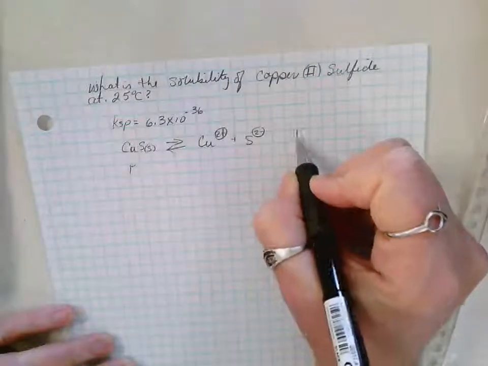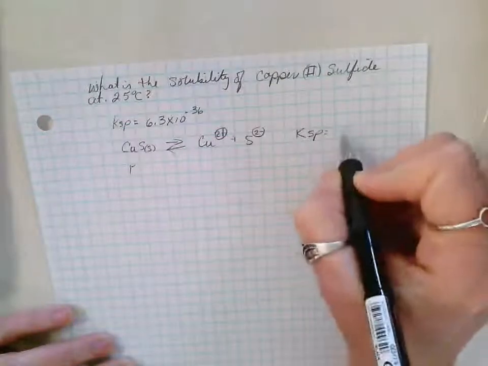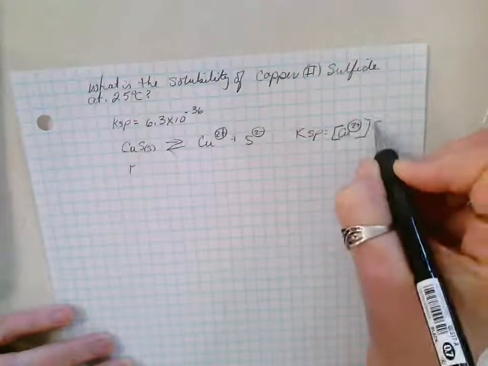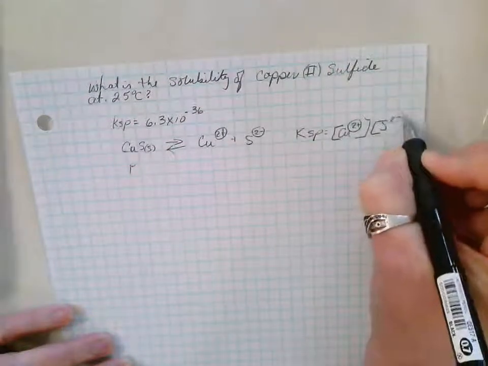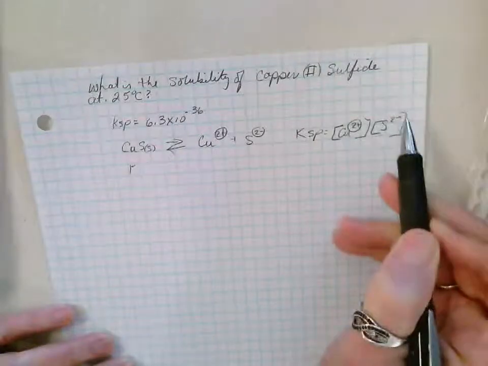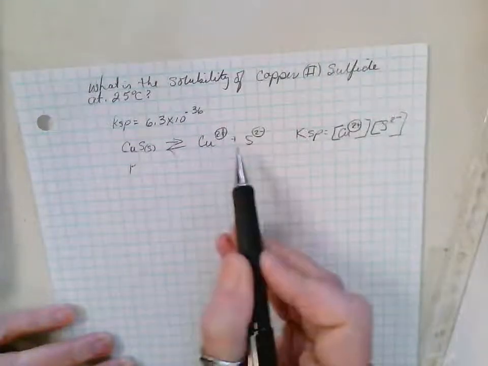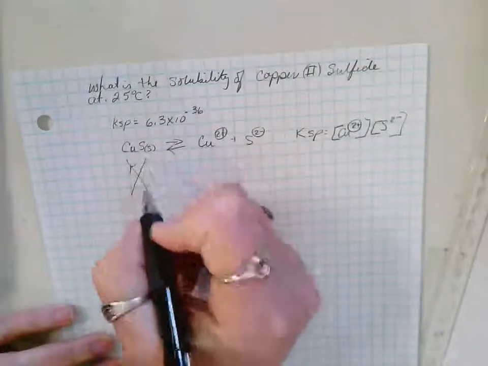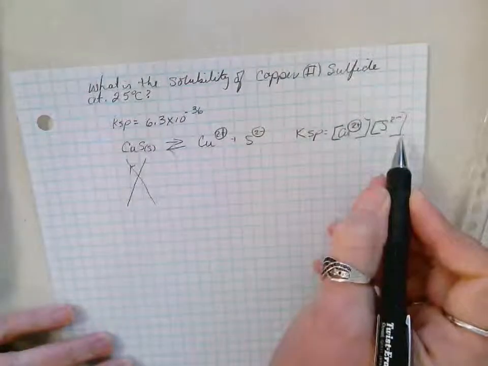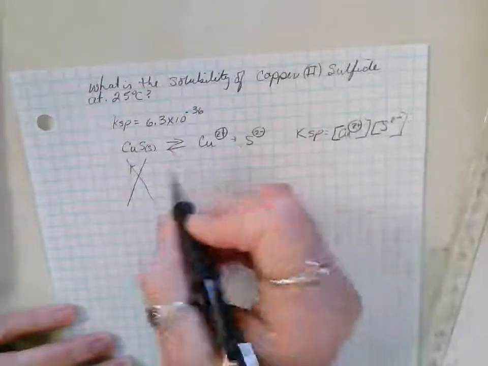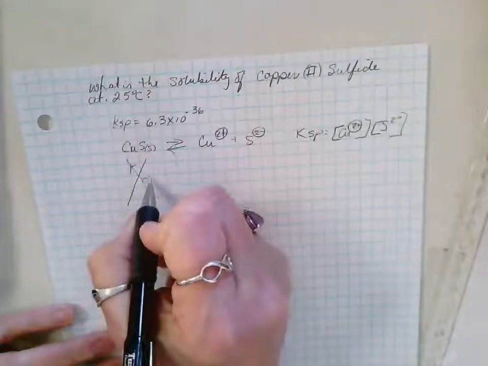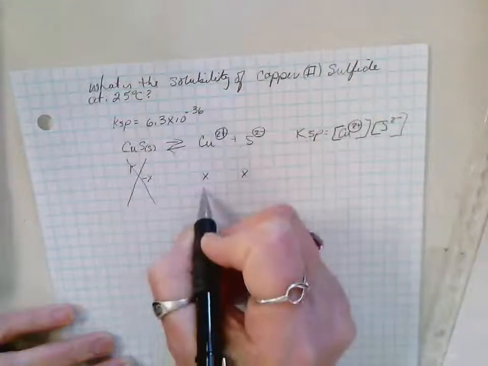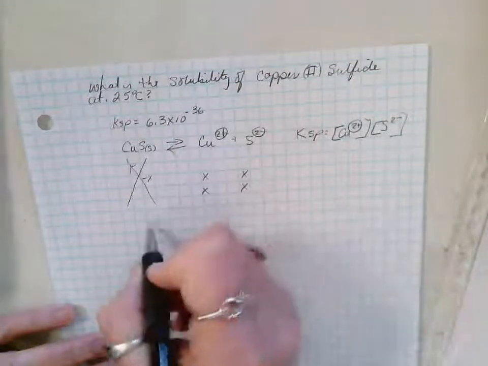KSP for this expression is going to equal the concentration of copper ions times the concentration of sulfide ions. Notice nothing squared because the stoichiometry here is 1 to 1. Again, the solid doesn't appear in my KSP expression, but a little bit of this dissolves and I get X here and X here. And so at equilibrium I have X and X.